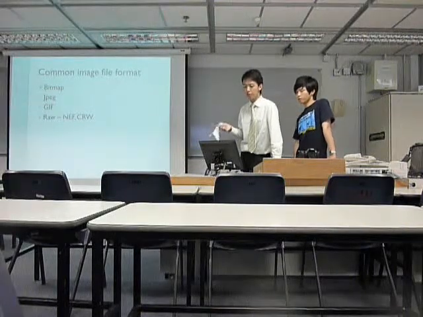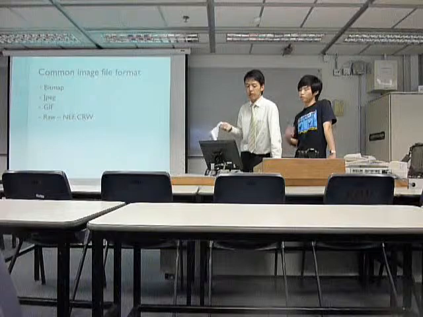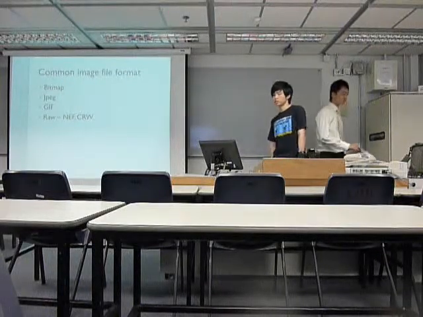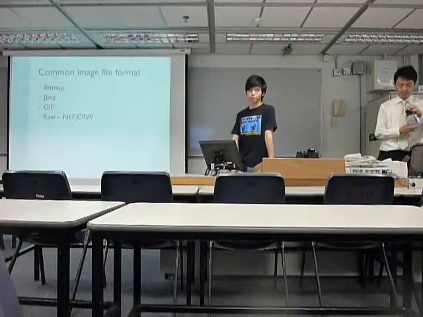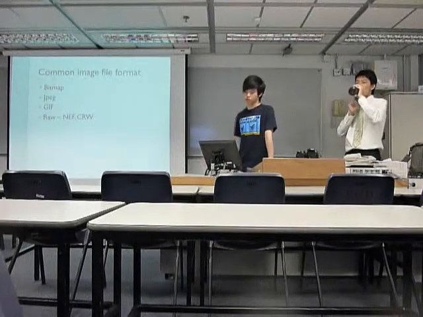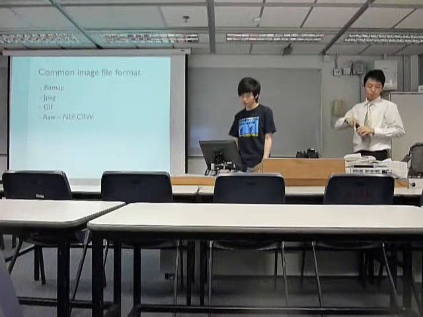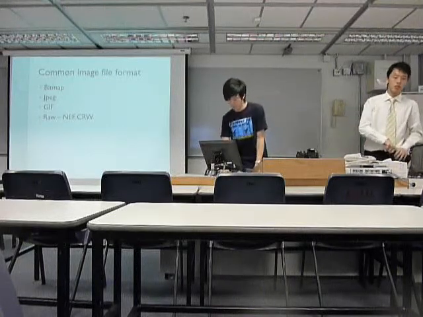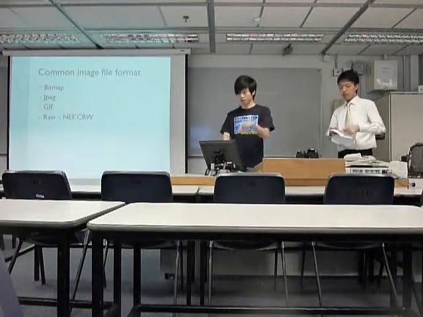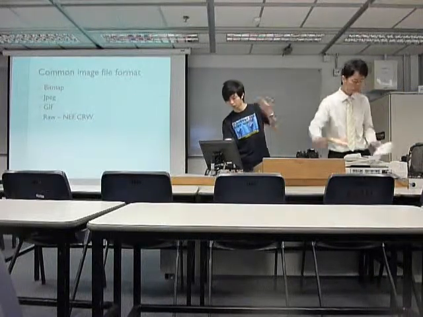And GIF is also common. GIF is a common file format on the internet, and it can have a transparent background and some animation inside the picture. And the raw photo format is for advanced users. So you can see these kinds of file formats are very common.